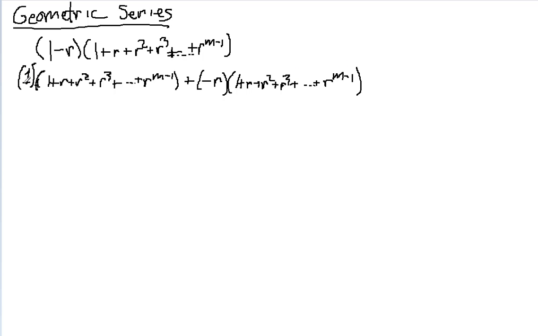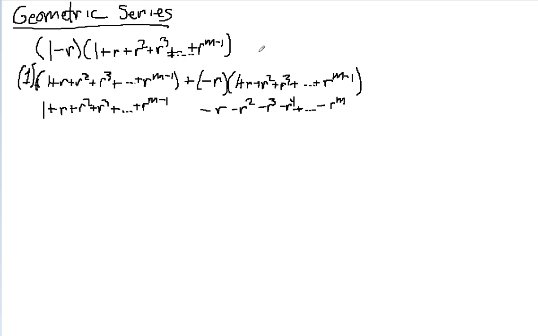Okay, well now I can distribute 1 through here, and I'm going to get 1 plus r plus r squared plus r cubed plus ... plus r to the m minus 1. Now I can distribute this negative r through here to get minus r squared, minus r cubed, minus r to the 4th, and so on, and finally minus r to the m.